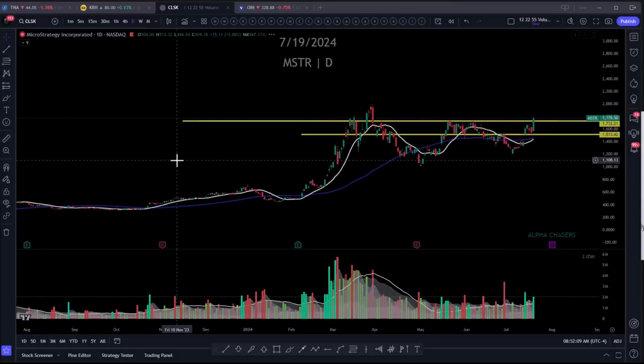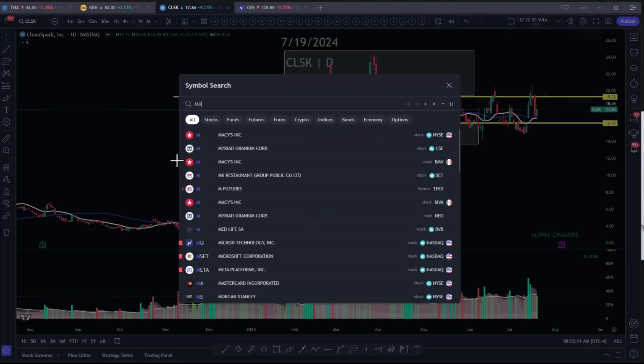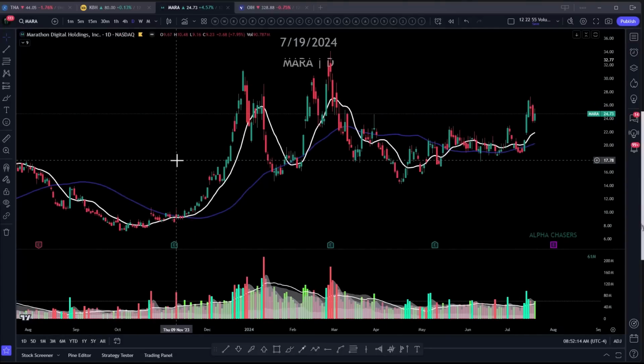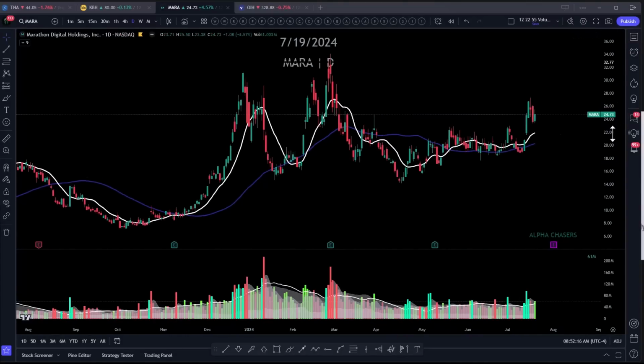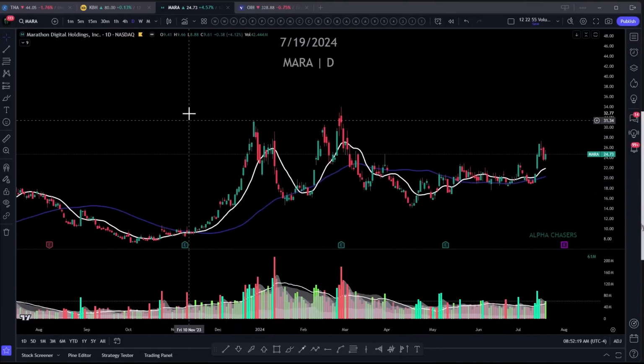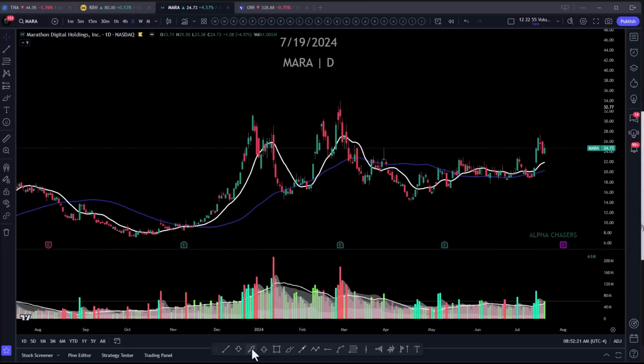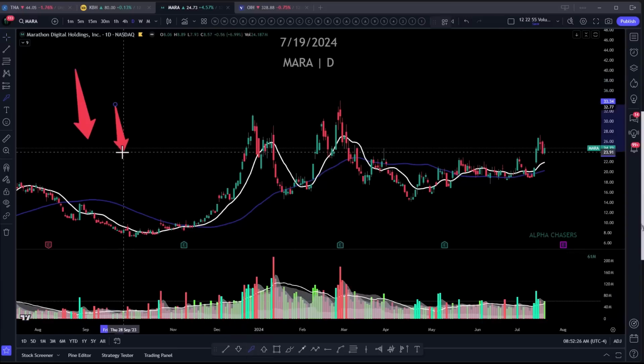Now, some of these don't look as great, right? CLSK doesn't look as great. Mara doesn't look as great. So I do think it's helpful to zoom in on some of these and see where the money's going. And this is what I'm trying to do. I'm trying to get specific. See, how I look at everything is index, then I look at sector, right? And then I look at stock.